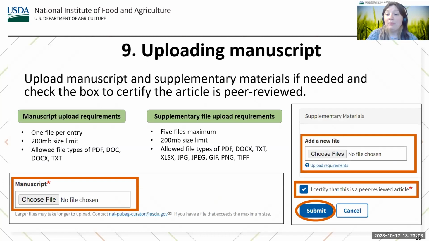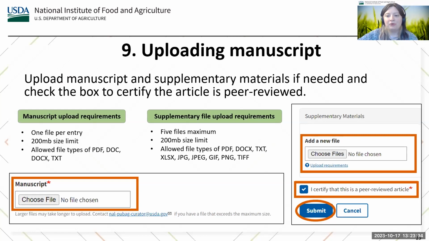Step 9, upload manuscript and supplementary materials if needed, and check the box to certify the article is peer reviewed. This is what the submission site will show when you are on this step. There are specific requirements for manuscript uploading, and they are as follows. 1 file per entry, 200 megabyte size limit, and allowed file types of PDF, doc, docx, and txt.